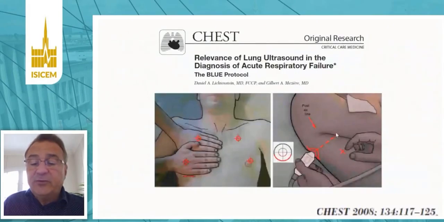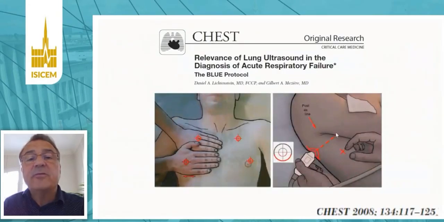And I would like to speak today about the relevance of lung ultrasound in the diagnosis of acute respiratory failure, and to discuss with you the Blue Protocol. The Blue Protocol was described by Daniel Lichtenstein in 2008 with his publication in Chest.